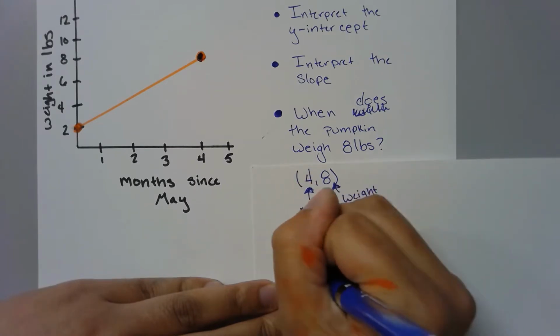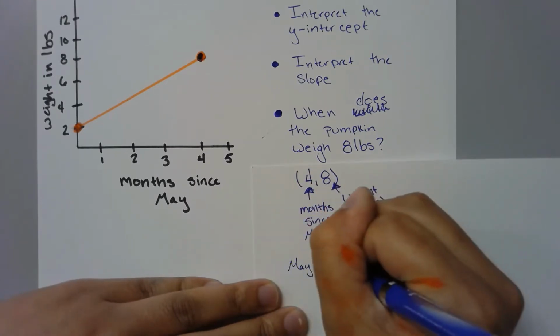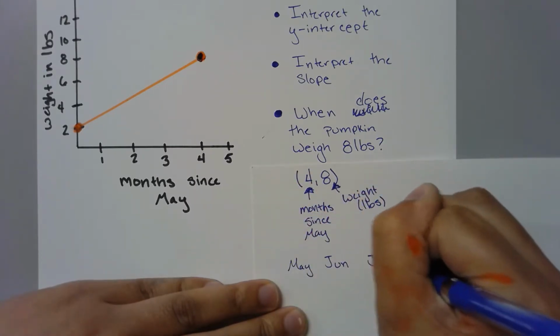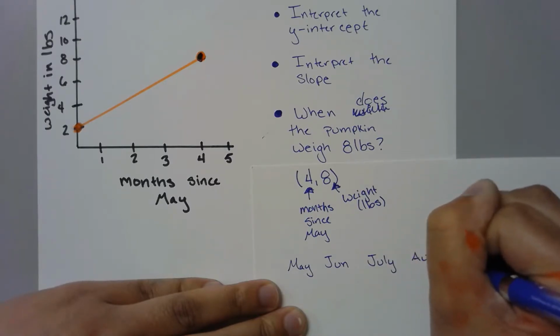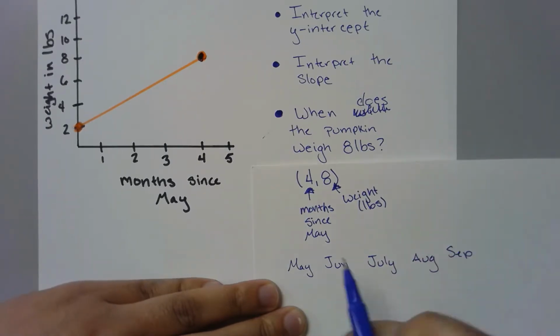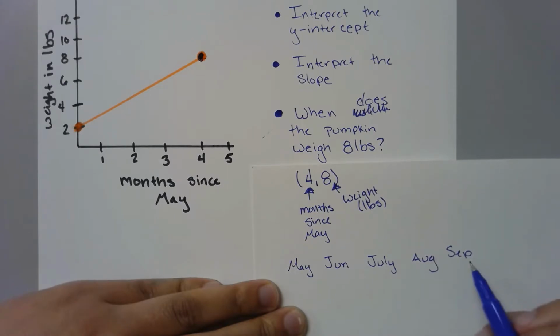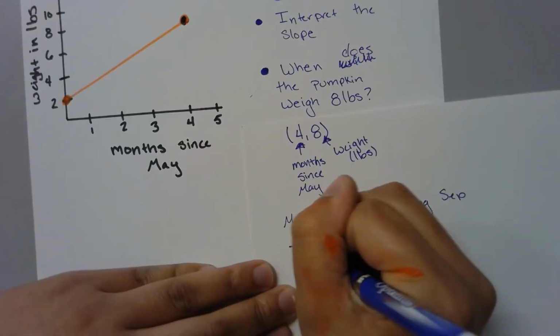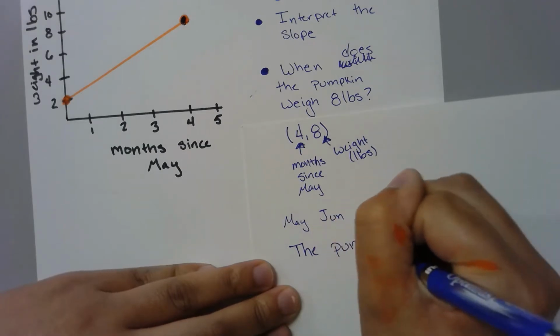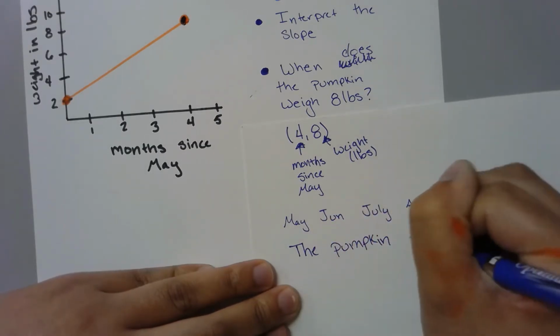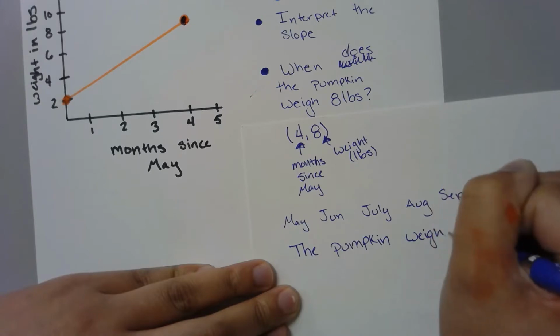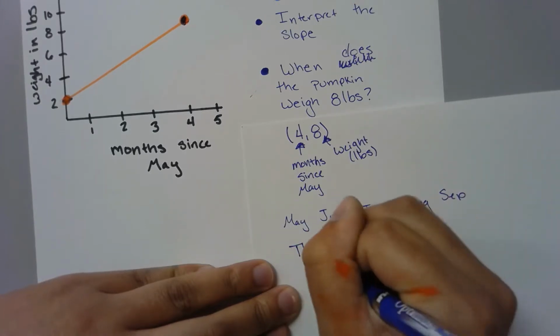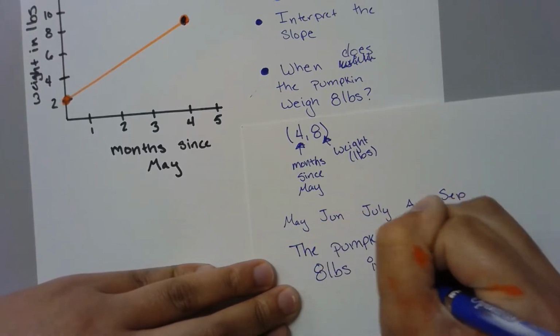Well then, here's May, June, July, August, September. 1, 2, 3, 4 months since May. The pumpkin weighs 8 pounds in September.